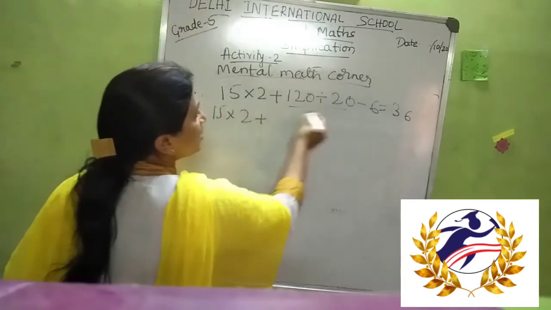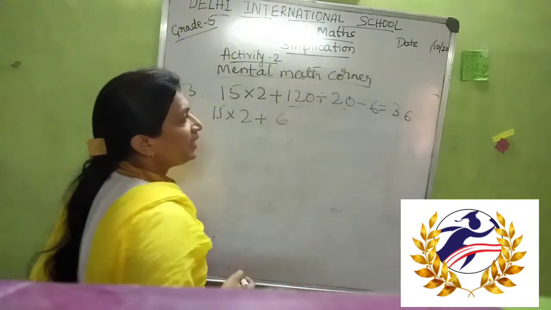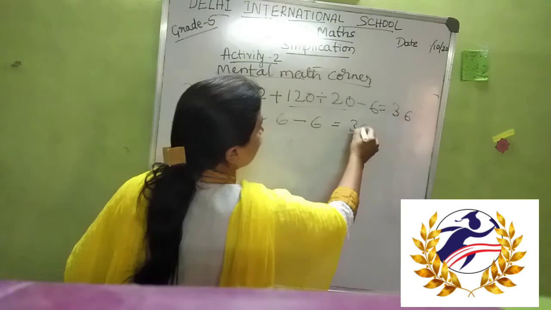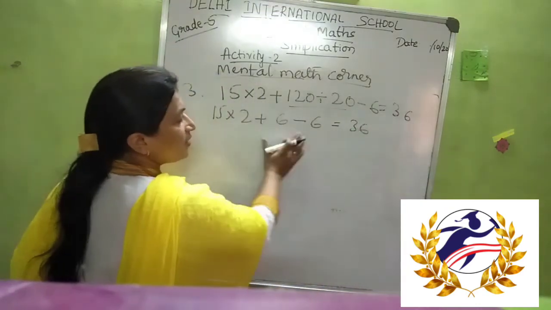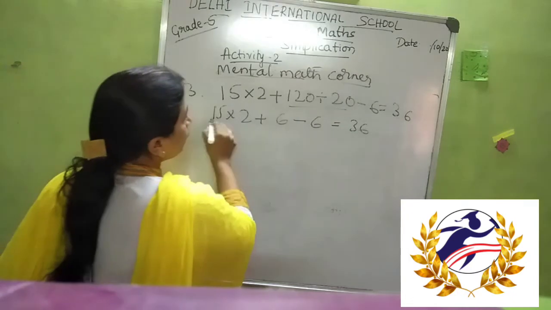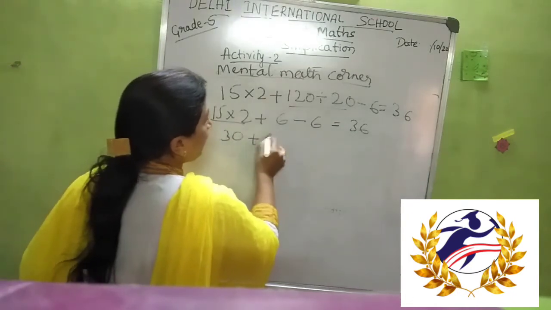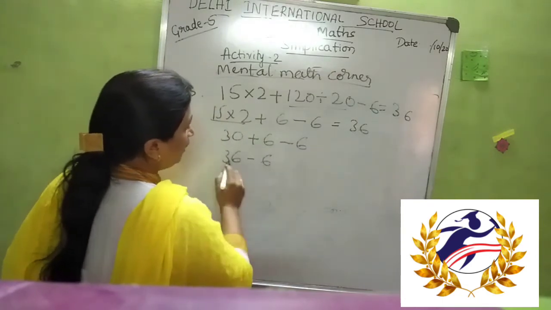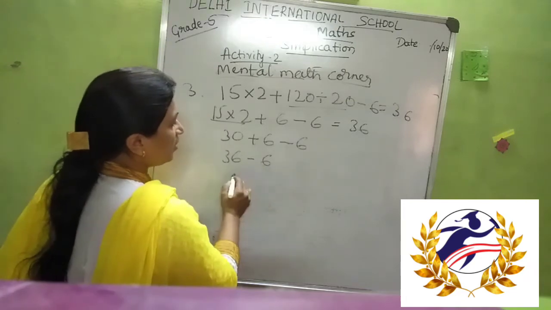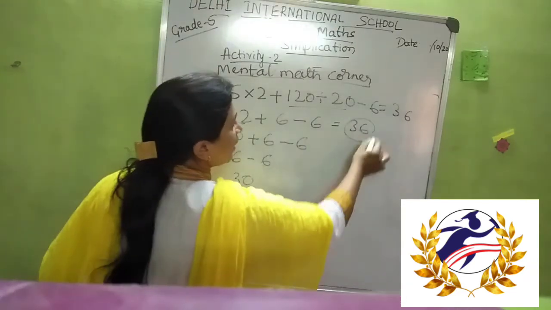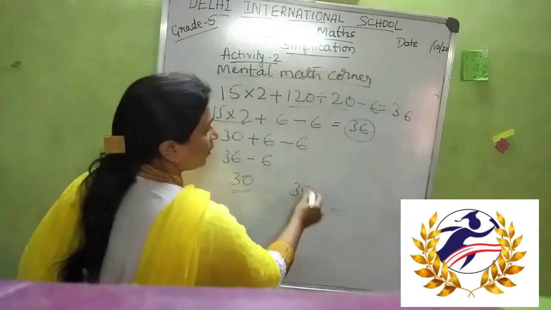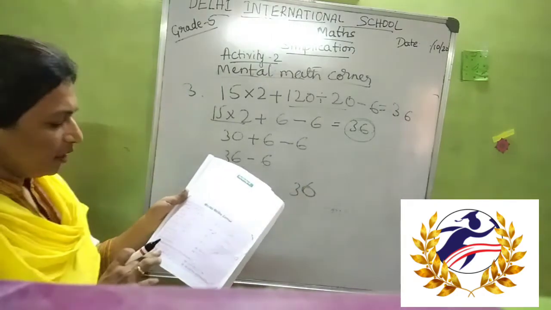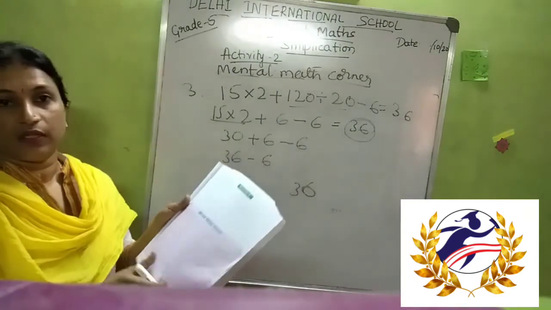15 into 2 plus 120 divided by 20, 20 sixes are 120, so minus 6 is equal to 36. We will see, when I solve this, whether I will get 36 or not. So first the multiplication: 15 2s are 30, plus 6, minus 6. 30 plus 6 is 36, minus 6. 36 minus 6, what is the answer? 30 is the answer. But they have given 36 on the RHS, that's why this is false. This one is false for this problem.